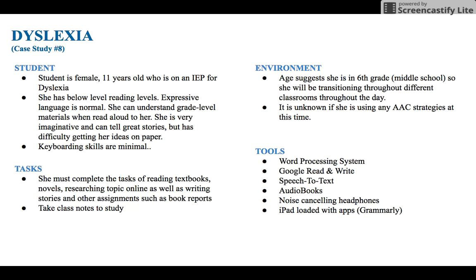The second student is a female who's 11 years old and has an IEP for dyslexia. She has below level reading levels. Expressive language is normal, and she can understand grade level material when read aloud to her. She is very imaginative and can tell great stories, but has difficulty getting her ideas on paper. Keyboarding skills are minimal. This age suggests she's in 6th grade, which is middle school, so she'll be transitioning throughout different classrooms throughout the day. It is unknown if she's using any AAC strategies at this time.